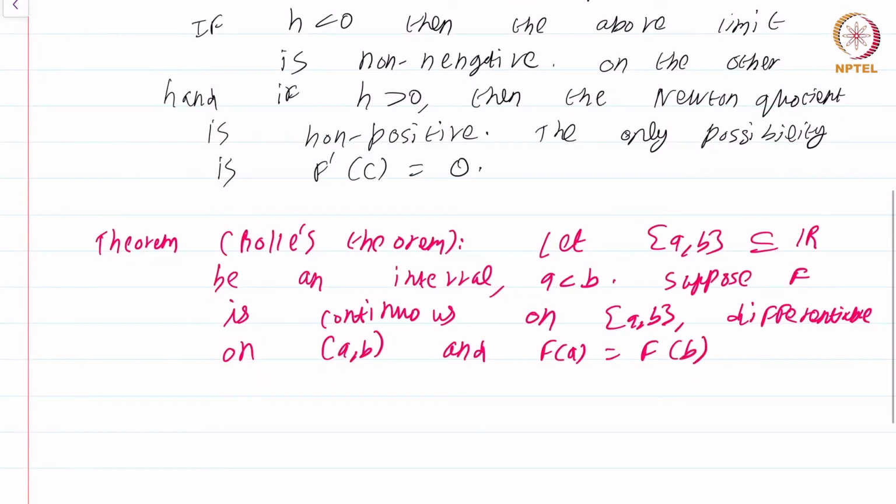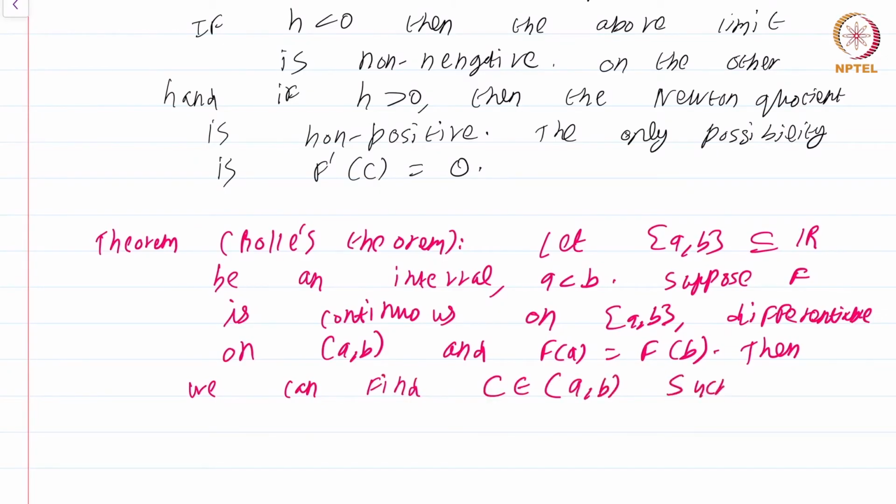So you have a function which is continuous on the closed interval [a, b], differentiable on the open interval (a, b), and such that f of a is equal to f of b. The values at the endpoints coincide. Then we can find c in (a, b) such that f prime of c is equal to 0.